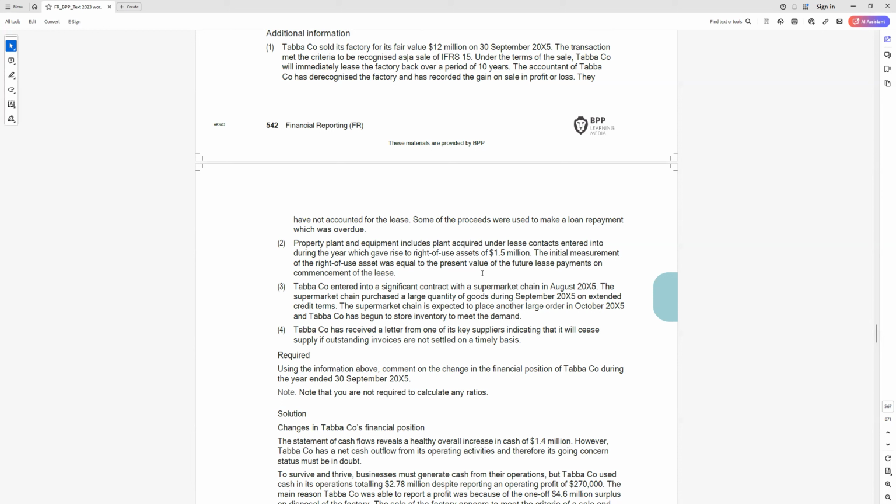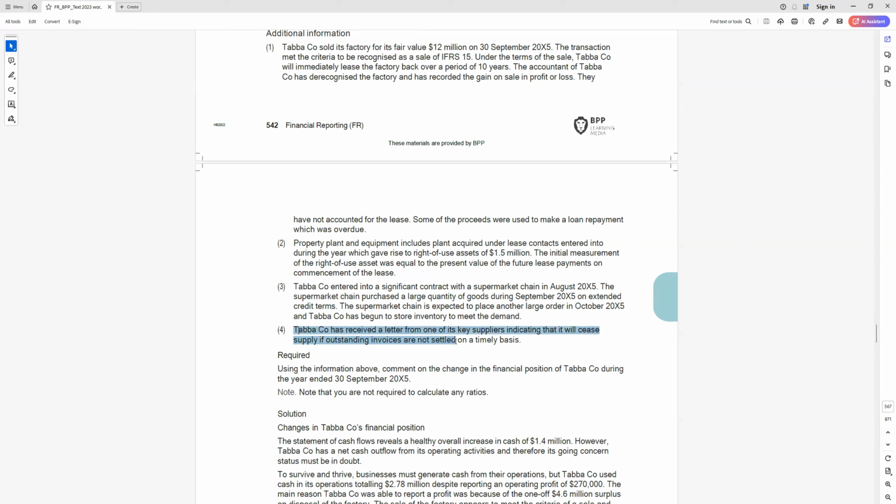and they had to give some long credit terms. They had to give some good offer to the customer to keep them. At the same time, to fulfill the demand of the new order, they had to buy a large amount of inventory. So cash outflow for the trade receivables and for the inventory is not always bad. It could be good as well. TCO has received a letter from one of its key suppliers indicating that it will cease supply if outstanding invoices are not settled on a timely basis.